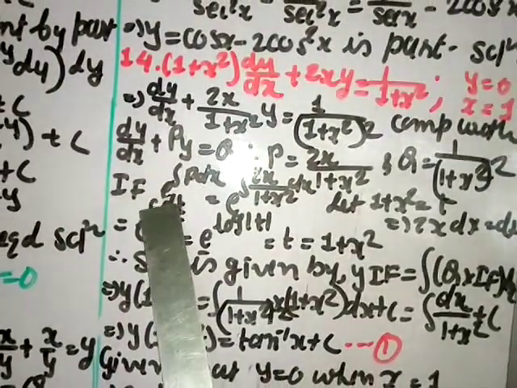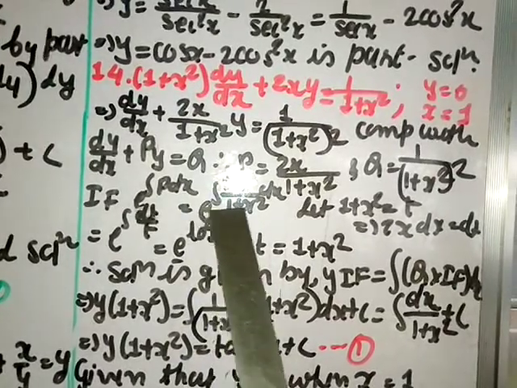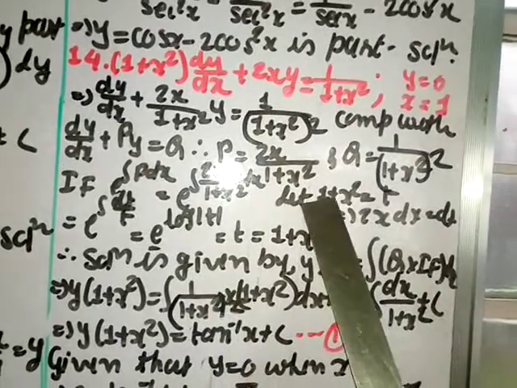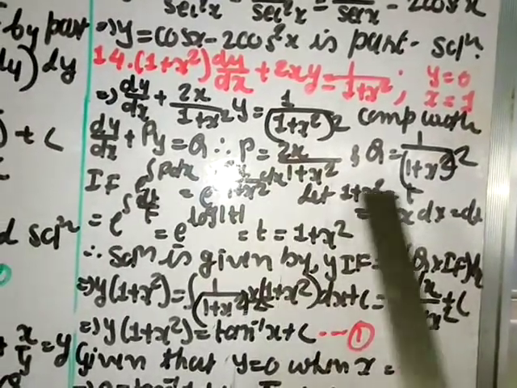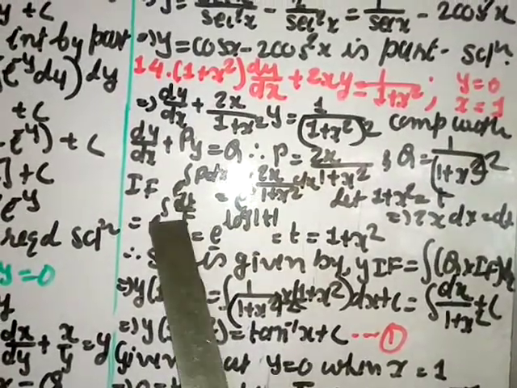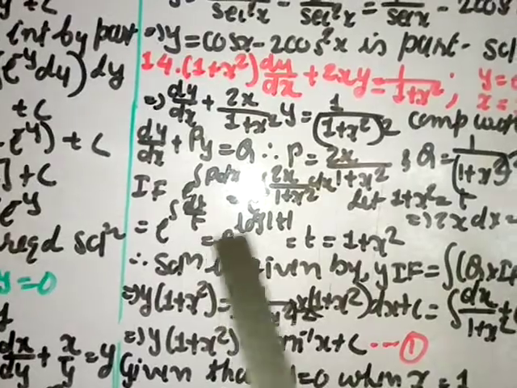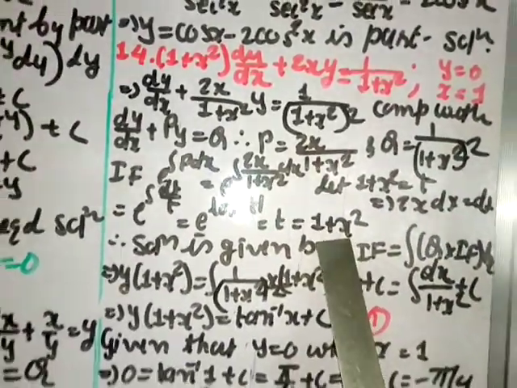Integrating factor is given by e power integral p dx equal to e power integral 2x divided by 1 plus x square dx. Now here I'll use the substitution method. Let the denominator, that is 1 plus x square, be equal to t. Differentiate: 2x dx equal to dt. So 2x dx equal to dt I put, and the denominator is t, and this integral gives e power log t, and e and log cancel, so t, and the t value is 1 plus x square. So this is your integrating factor.